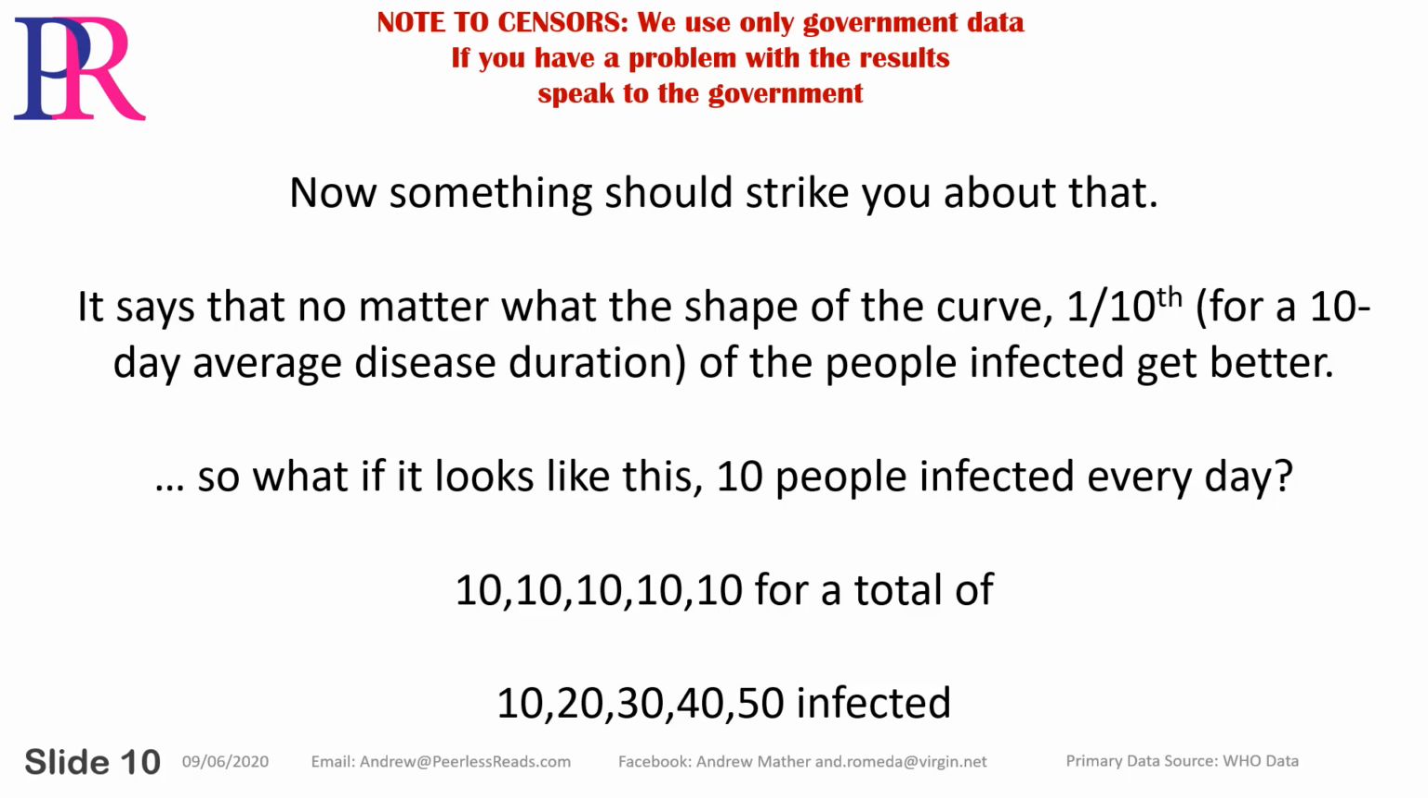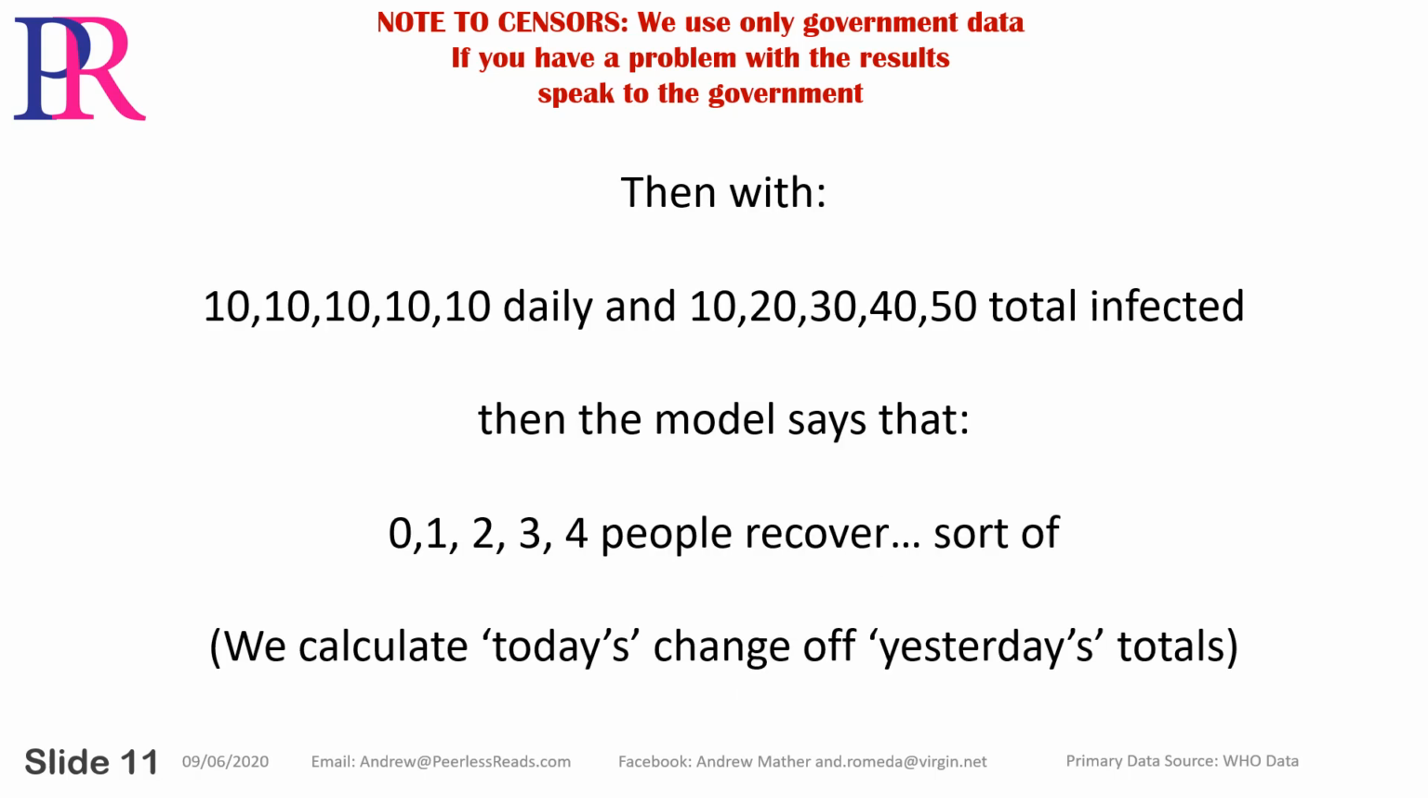10 people infected every day. 10, 10, 10, 10, 10, 10 for a total of 10, 20, 30, 40, 50 infected. Then with 10, 10, 10, 10, 10 daily and 10, 20, 30, 40, 50 total infected, the model says that 0, 1, 2, 3, 4 people recover. Sort of. We calculate today's change off yesterday's totals.